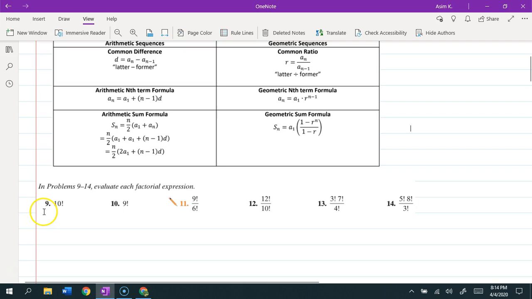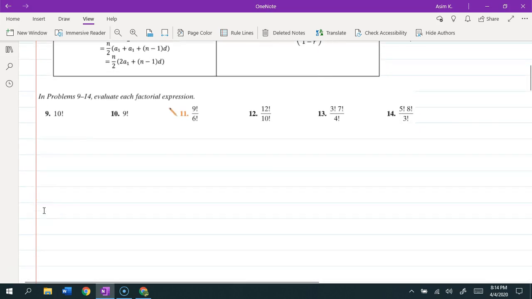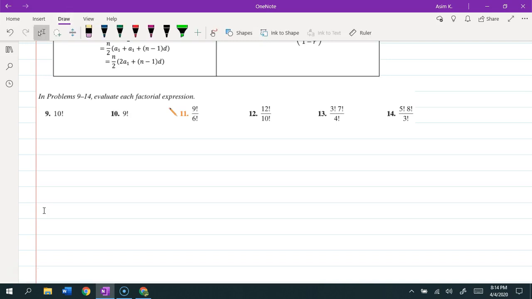All right, so the first thing that I want you guys to learn is called a factorial. Most students, when they first see this, are like, oh, why is there an exclamation mark next to a number? But it's a little bit more than that. So let's take number 10, which says find 9 factorial. The exclamation mark, first off, is called a factorial.